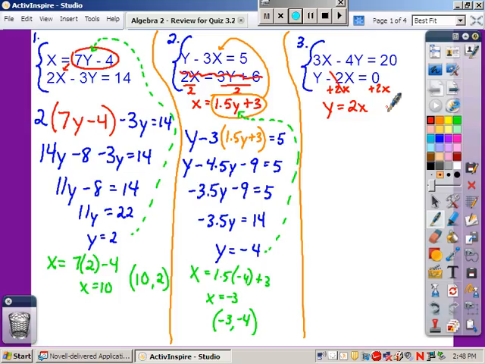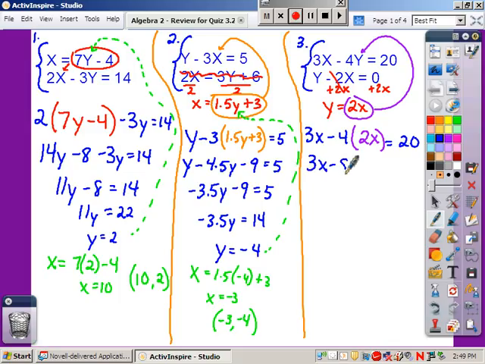So with my 2x here, I'm going to substitute it where the y was in that original first equation. So I'm going to have 3x minus 4, and then finally in parentheses, 2x equals 20. So I'm going to simplify here by distributing. I got 3x minus 8x equals 20. That's negative 5x when I combine like terms equals 20. One step, divide by negative 5, x is negative 4.